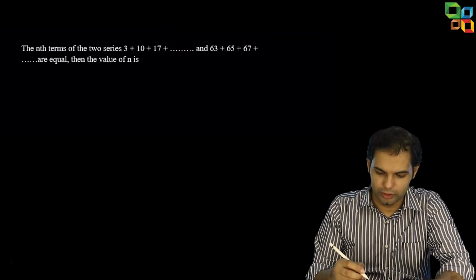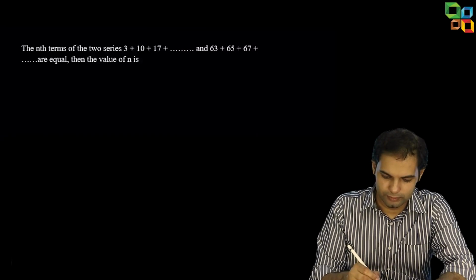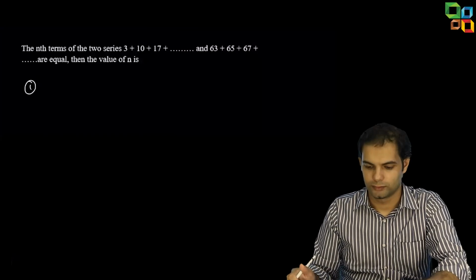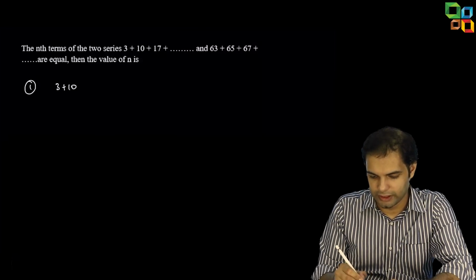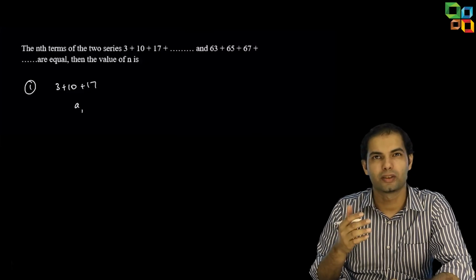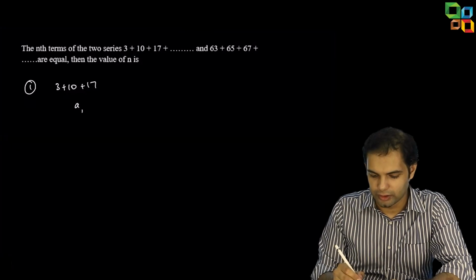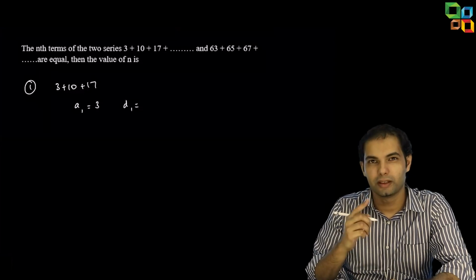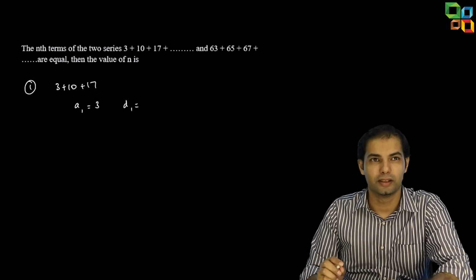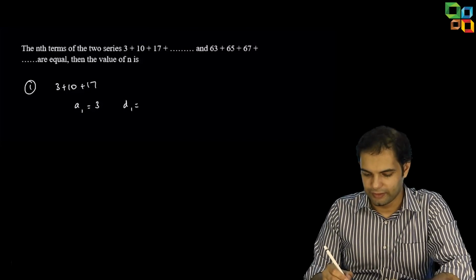In the first one, the first term is 3 and the difference is 7. I'll write A1 to mention that first series. So A1 is 3 and D1 is 7. A1 doesn't mean only the first term of the first sequence, right?